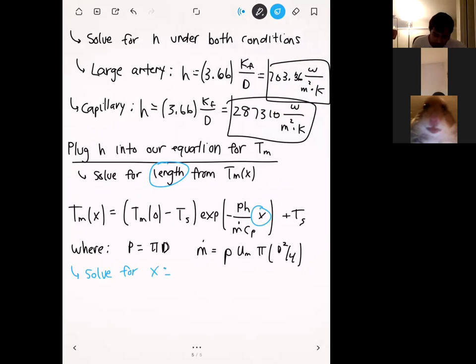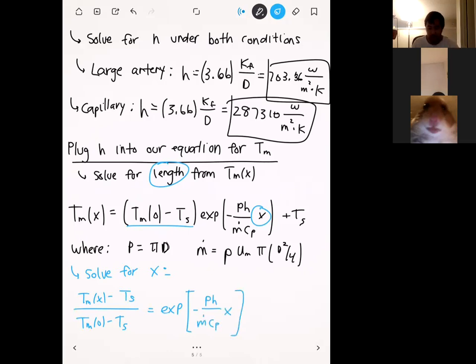Okay, and so let's go ahead and subtract Ts from both sides and then divide by this. And so what we get is Tm of x minus Ts divided by Tm of 0 minus Ts. Okay, this is equal to exponential of minus pH divided by m dot Cp times x. Okay.